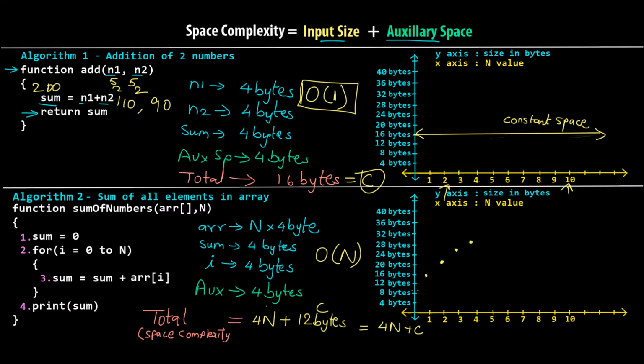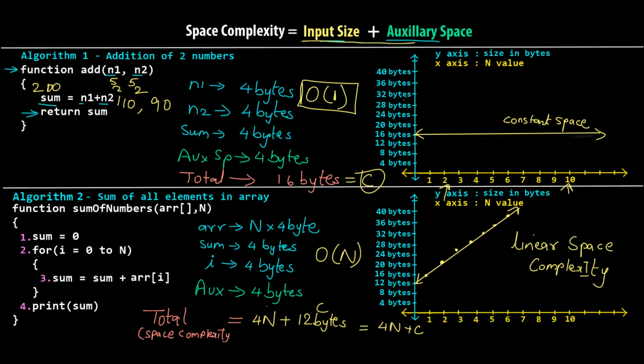So if you just plot this line on the graph, it would look something like this. So it would go on increasing in 4 byte sizes. So this is called linear space complexity. Okay, so I hope you are understanding. But one thing to remember is we are calculating space complexity with this equation or with this formula, which is input size plus auxiliary space.